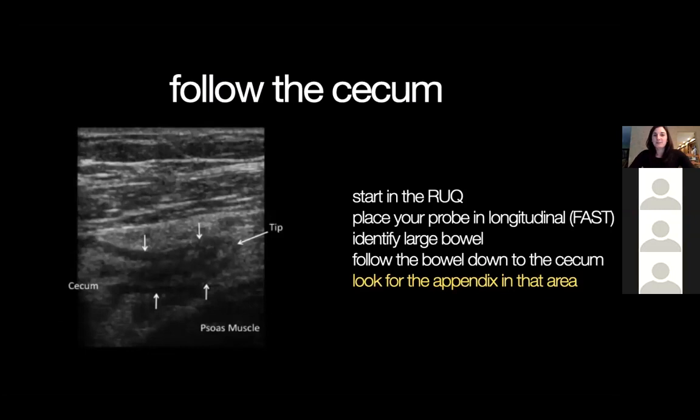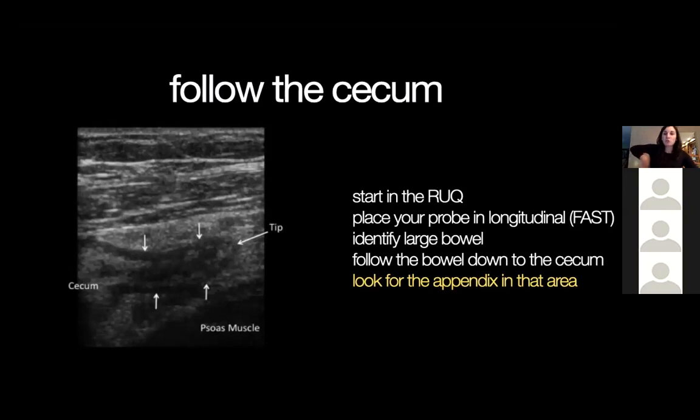And this is where the follow the cecum technique comes in. So in theory, if you really follow the cecum very well, all the way down to its distal end, you're going to be able to find the appendix. The way you're going to do that, you're going to start in the right upper quadrant with your probe in longitudinal, just like you do a FAST exam.